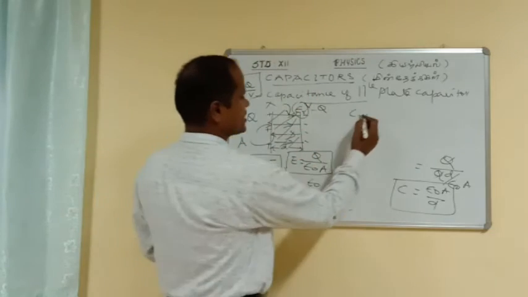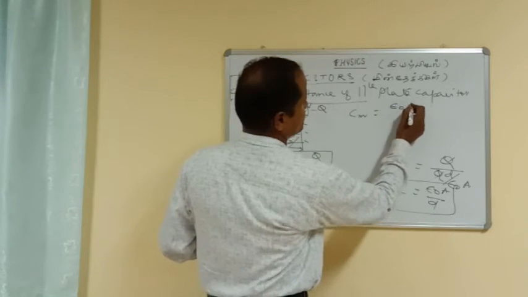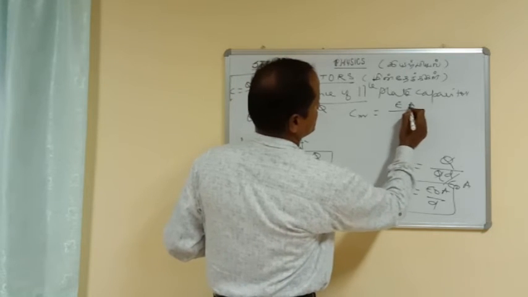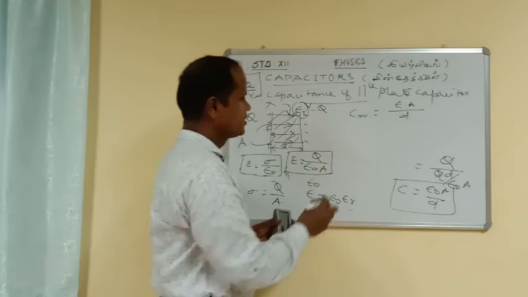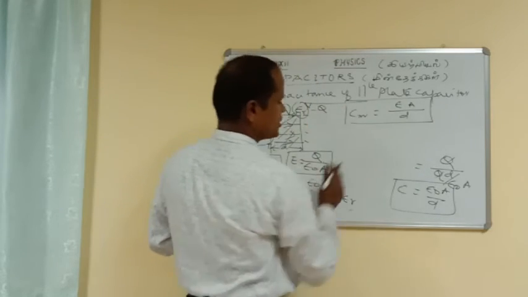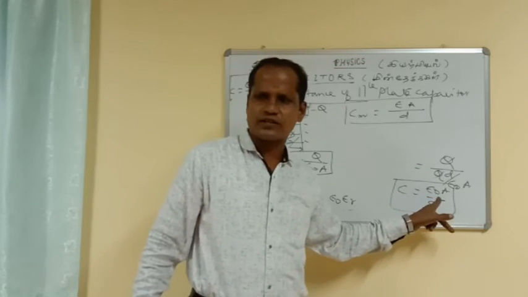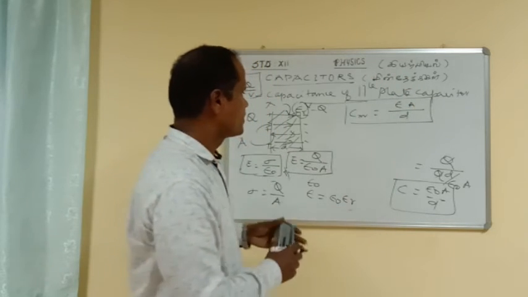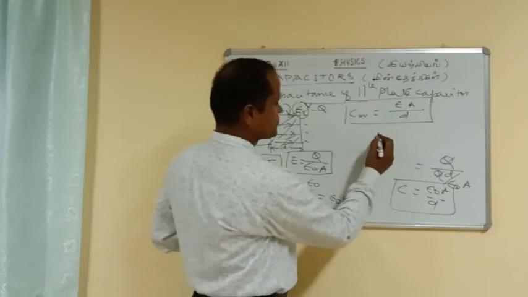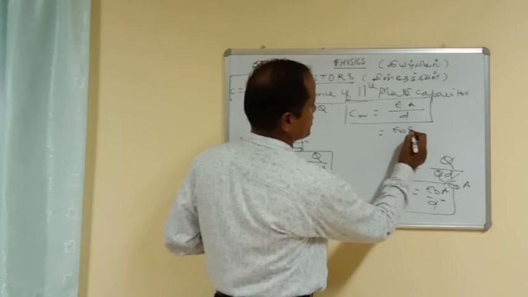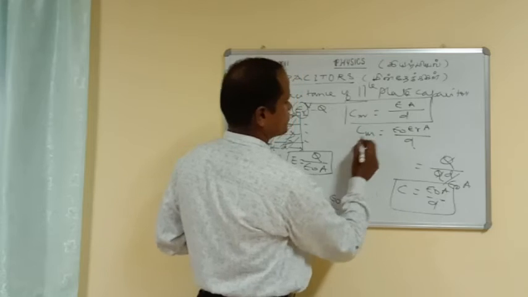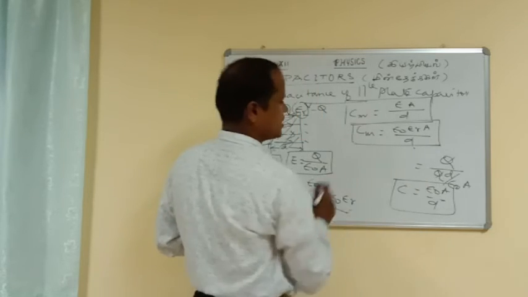This is written as epsilon naught. Instead of epsilon naught, you put epsilon A by D. Okay. So this is for air medium, epsilon naught. For any medium, epsilon A by D. Okay. So here substitute this one here. So you can write epsilon naught epsilon R A by D. So this is Cm, or capacitance in a medium.